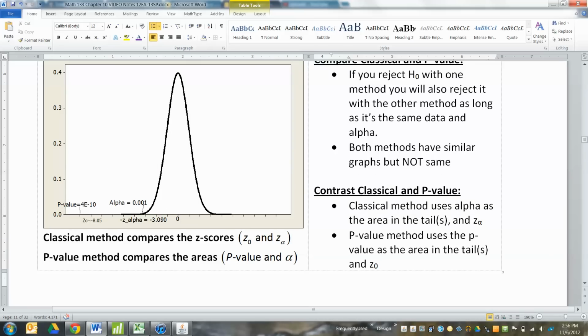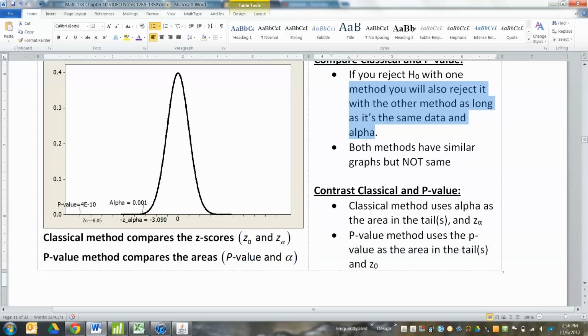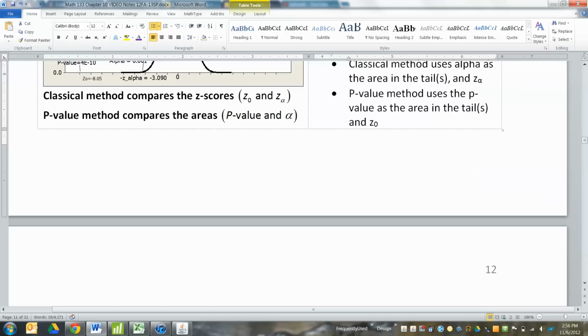The classical method uses alpha. I just said that. Alpha or alpha over 2 is the area in the tails. And the p-value method uses that p-value that comes from the computer and z0. So they're slightly different in picture, but they'll get you the same answer one way or another. It's just you know it's loaded or rigged because of one method, or you know it's rigged because of another method. But both should work. Which brings me to my next point.